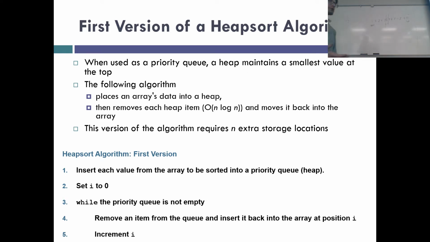What we're going to do, though, to do this in place is use something called a max heap. Now, a max heap is the reverse of a min heap. In a min heap, the root of each heap is the smallest item in that heap. In a max heap, the root of each heap is the biggest item in that heap.